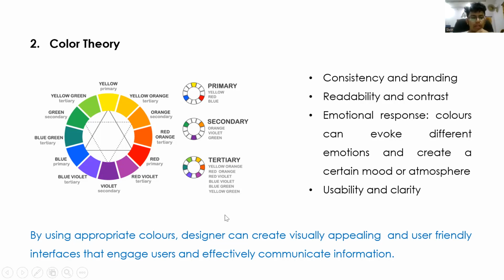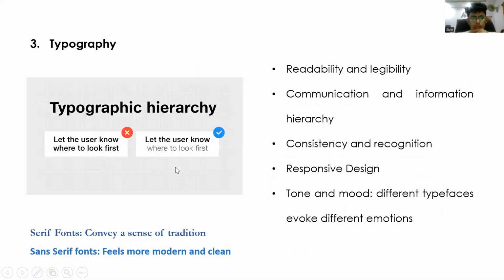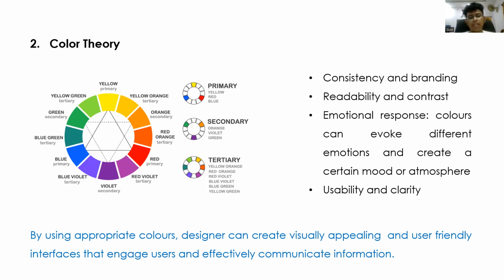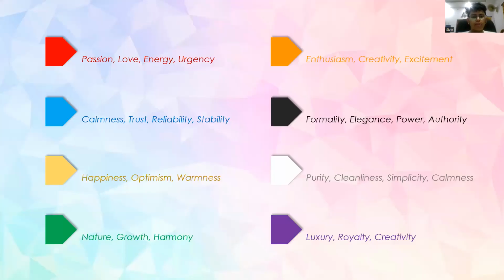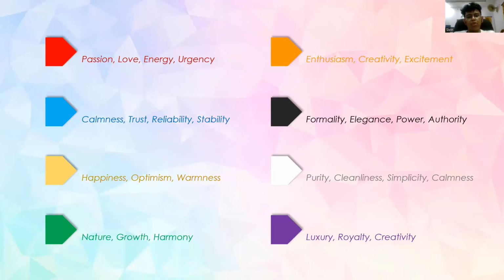So by using appropriate colors, designers can create visually appealing and user-friendly interfaces that engage users and effectively give the information. So I've earlier discussed that there is an emotional response for many colors. So these are the various emotions that different colors possess. The red color possesses passion, love, energy, urgency. Blue color possesses the emotion of calmness, trust, reliability, and all.